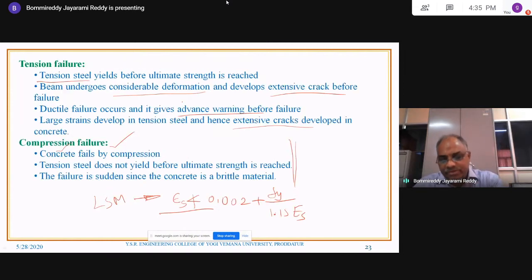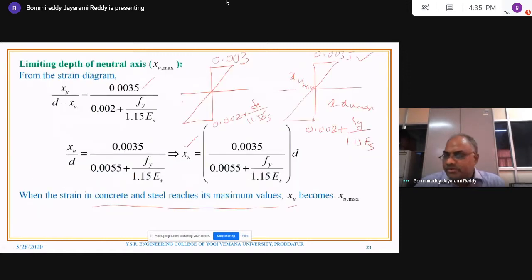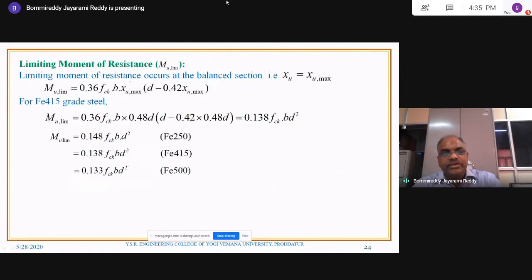Now, limiting moment of resistance. In the previous case we had the limiting depth of the neutral axis. Once the depth is limited, the moment of resistance is also limited. That is why it is called limiting moment of resistance, and the symbol associated with this as per the code is Mu,lim, the limiting ultimate moment of resistance. Limiting moment of resistance occurs at the balanced section. At the balanced section, x is equal to xu,max.